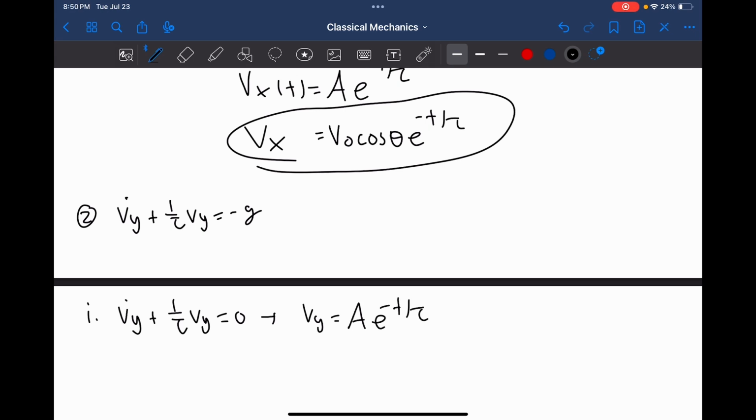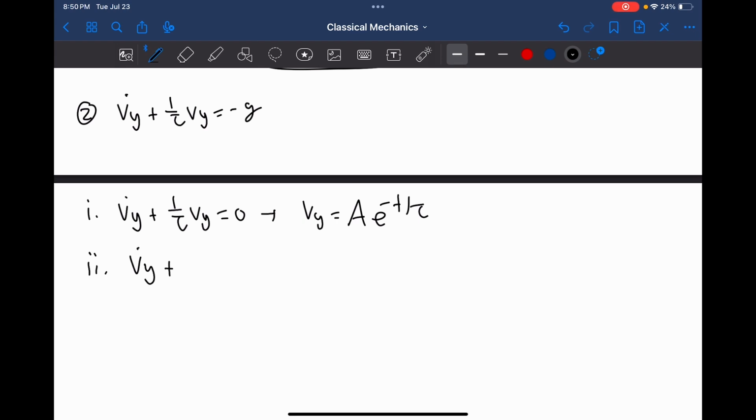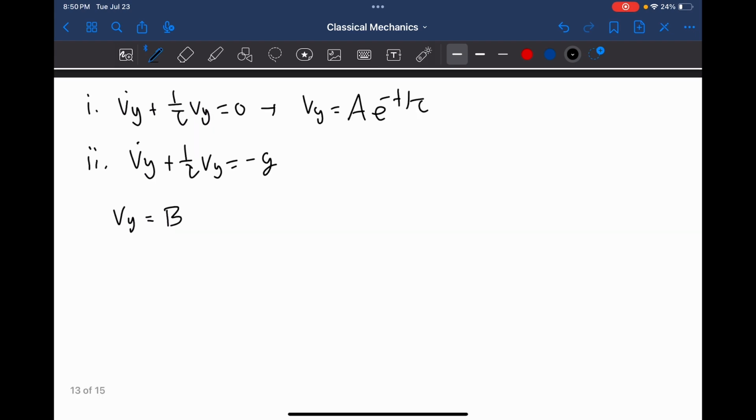We need to now solve the non-homogeneous part. So vy dot plus 1 over tau vy is equal to minus g. Minus g is a constant, so I'm just going to guess a constant. So we're going to guess that vy is equal to a constant b. Well, the first derivative of this constant is 0, so we have 1 over tau b is equal to minus g, so therefore we have that b is minus g tau.